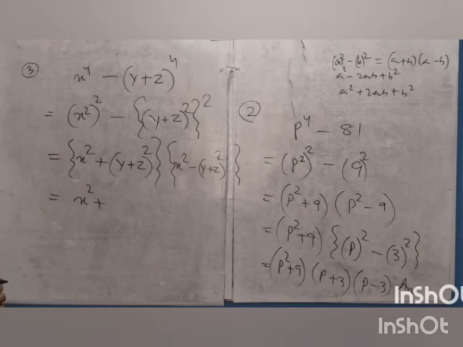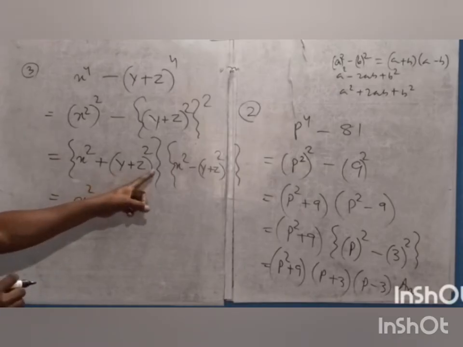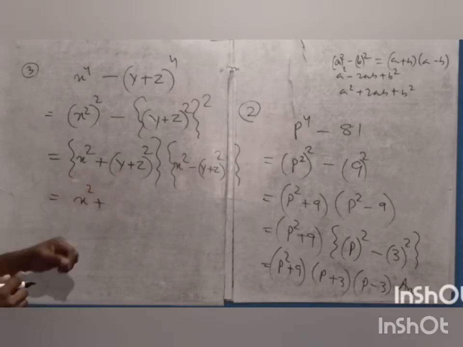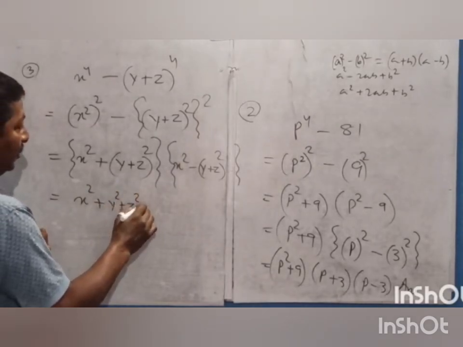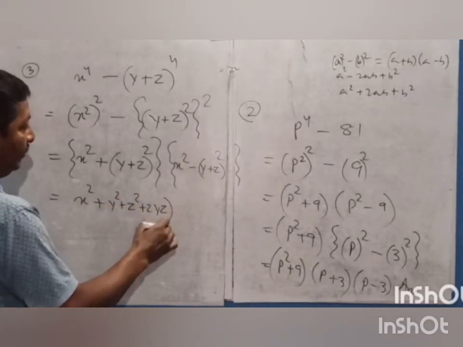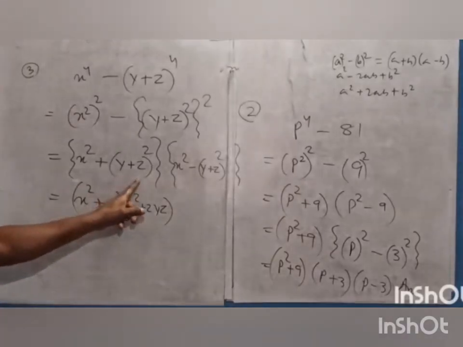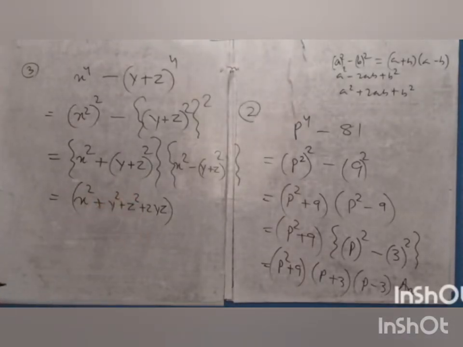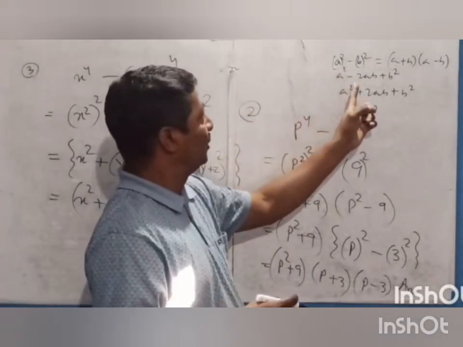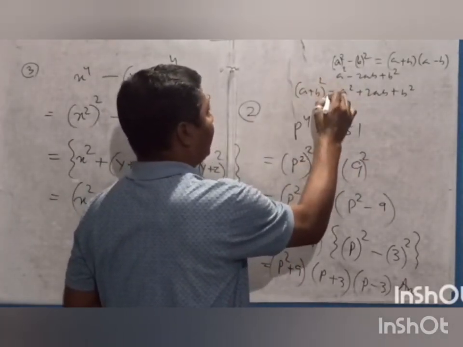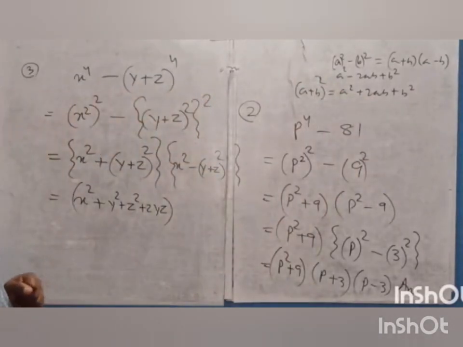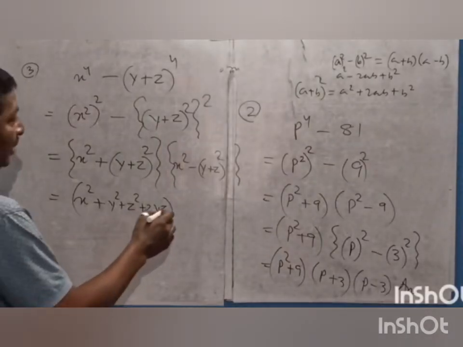What will be the value of (y plus z) whole square? (a plus b) whole square is a square plus b square plus 2ab. I can expand it in this form. In this form, (a plus b) whole square is there, and I have expanded it to this form. Now again x square.